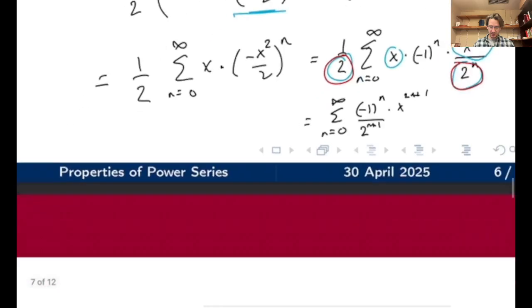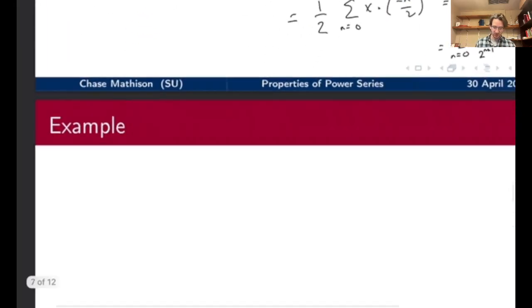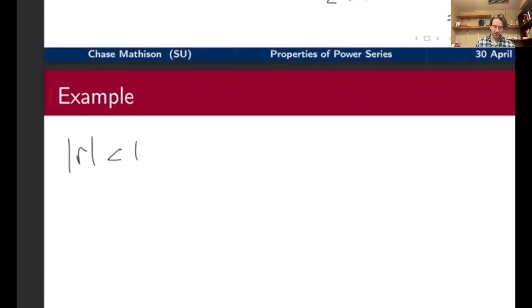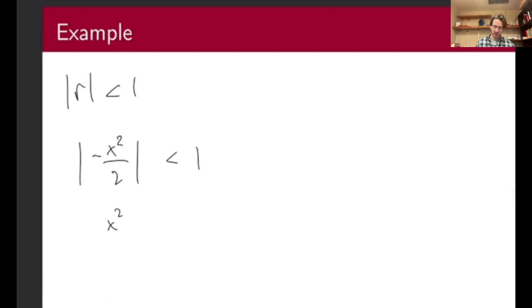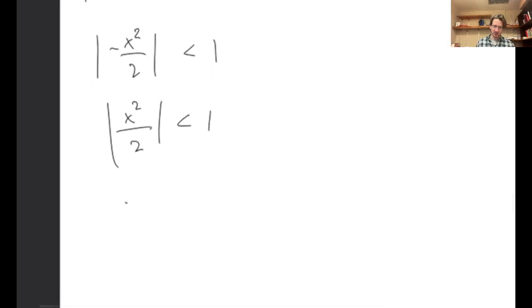Let's make sure that this is true. By the way, the radius of convergence and the interval of convergence just come from the fact that the absolute value of r is less than 1. R for us is negative x squared over 2. We want that to be less than 1. The negative goes away when I take absolute values, so I get the absolute value of x squared over 2 less than 1. Multiply both sides by 2, I get x squared less than 2, so the absolute value of x is less than the square root of 2. So that's my interval of convergence.